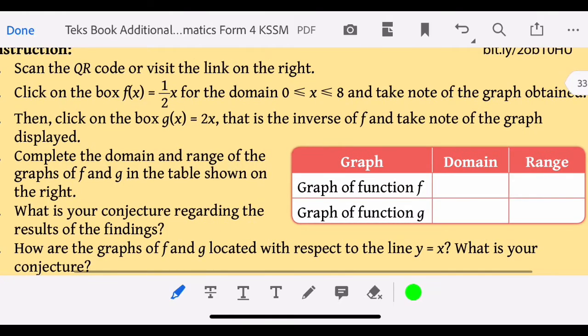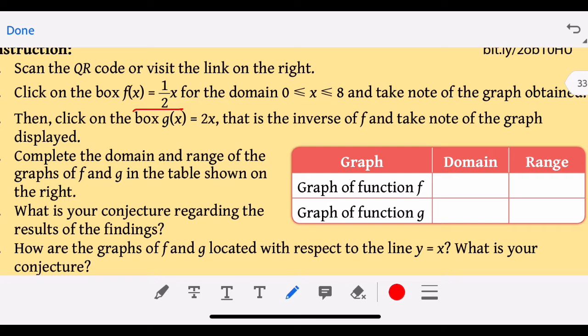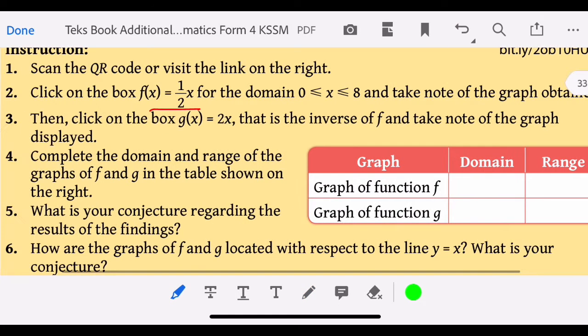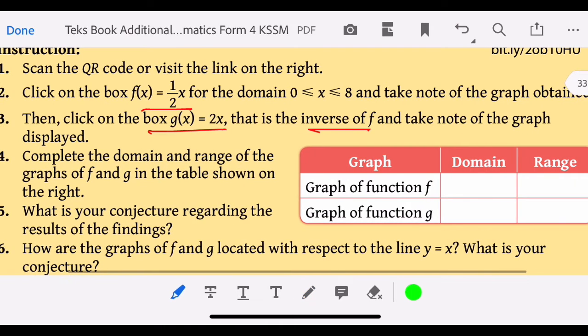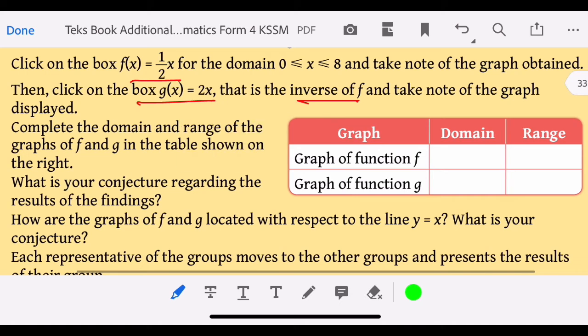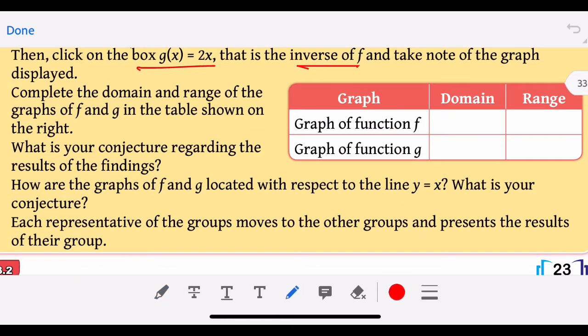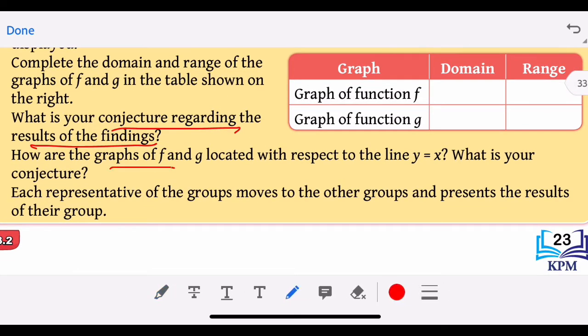After you click on f(x) equal to half x, you need to take note of the graph obtained. Then click the box g(x) equal to 2x, that is the inverse of f, and take note of the graph display. So complete the domain and range of the graph of f and g in the table shown on the right. And then what is the conjecture regarding the result of the findings, and how are the graphs f and g located with respect to y equal to x?